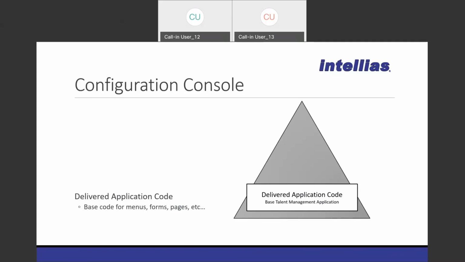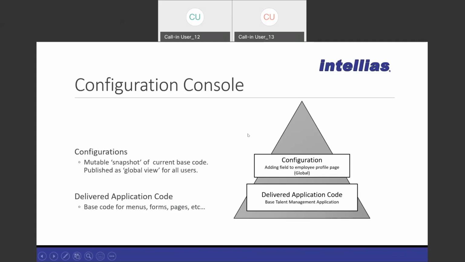You won't have access to change it in some of the cloud deployments, and it's highly inadvisable to try and change it even if you have an on-premise deployment. That's where the configurations come into play. Ultimately, if there's an object we determine we want to change or configure, we create a configuration using the configuration console, which is essentially a mutable snapshot of the current base code. We then change it however we see fit, whether we're changing a label, hiding fields, adding fields, whatever that might be.